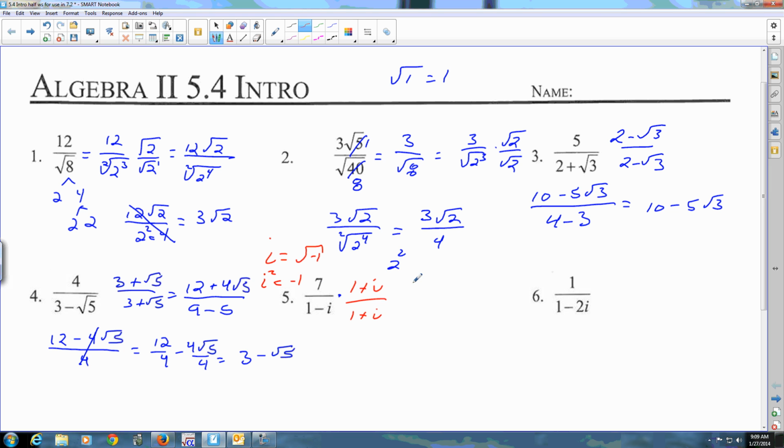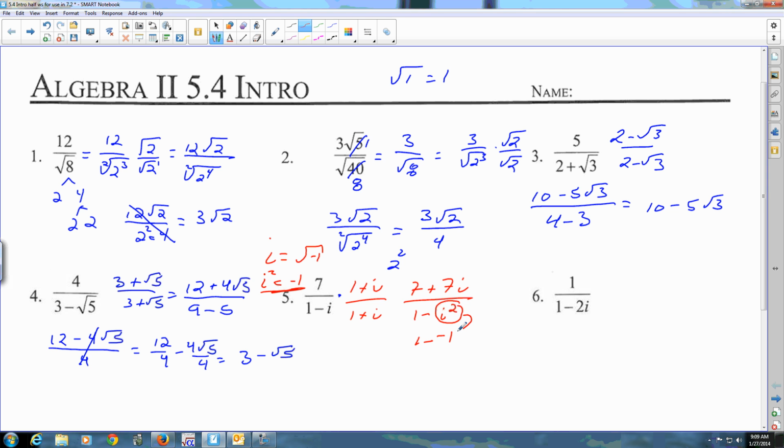The top is 7 plus 7i over, difference of squares pattern. So far nothing's different here. Square the first thing minus square the second thing. And this is where you use this piece of information. So that's 1 minus a negative 1, because that's what i squared is worth.